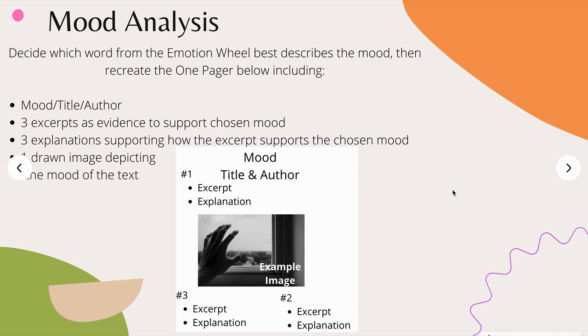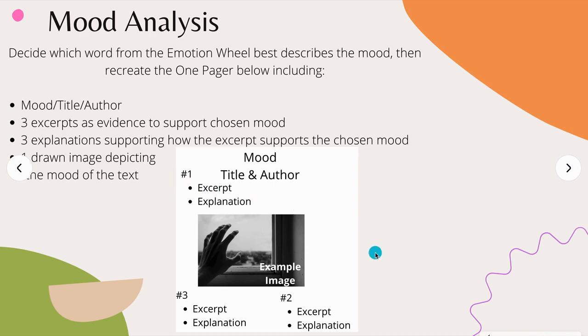Now is mood analysis. Decide which word from the emotion wheel that we saw on the last slide best describes the mood of the text. Then recreate the one-pager below, including the mood word you've chosen, the title, and the author. 3 excerpts as evidence to support chosen mood. 3 explanations supporting how the excerpt supports the chosen mood. And then 1 drawn image depicting the mood of the text.